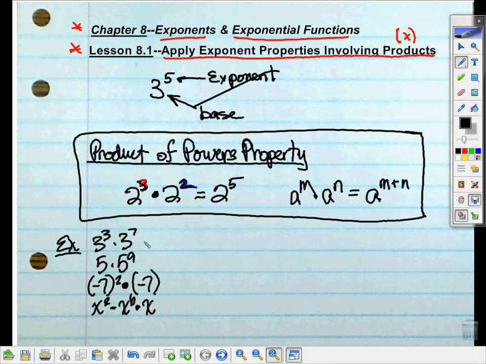Okay, so answers to this anyway. This one should become 3 to the 10th power. The next one should become 5 to the 10th power. And you might be going, hey, where did you get the number to add to the 9? If there is no exponent written in, remember that means that's 5 to the 1st power times 5 to the 9th power, and you have a 1 plus a 9 there as far as what you should add together. And once again, we would have the same thing down here. That really counts as negative 7 to the 1st power, and this is counting as x to the 1st power. So if we write those in, this is going to become negative 7 to the 3rd power, and this is going to become x to the 9th power.